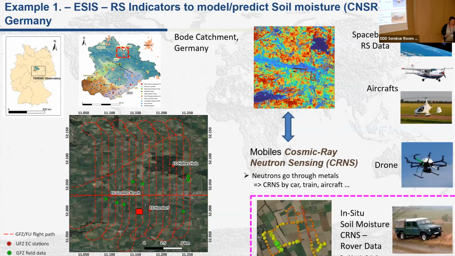The first example I will show is the ACES approach to quantify soil moisture based on remote sensing and in situ data. This in situ data is collected with the mobile cosmic ray neutron sensing technique. This is done by Martin Schrön.